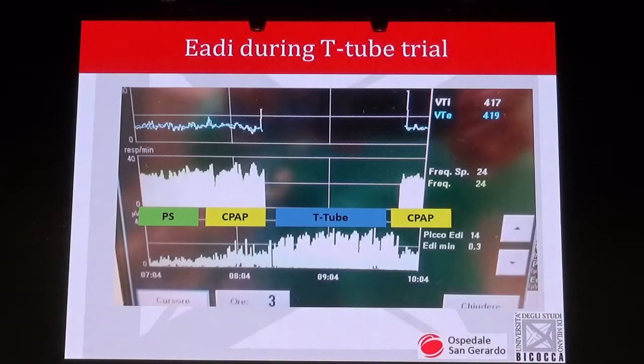This is a patient going from pressure support to CPAP, to T-tube, to CPAP again. In the bottom line, in the last part of the slide, you see the EDI. You see some change going from pressure support to CPAP, but the large change happens when we remove positive pressure. EDI goes up, indicating that perhaps this patient was not much in need of ventilatory assistance, but maybe because of cardiac failure, it was positive pressure that really made the difference. And again, it would have been hard to see this phenomenon unless we had a monitoring of respiratory activity of the patient.